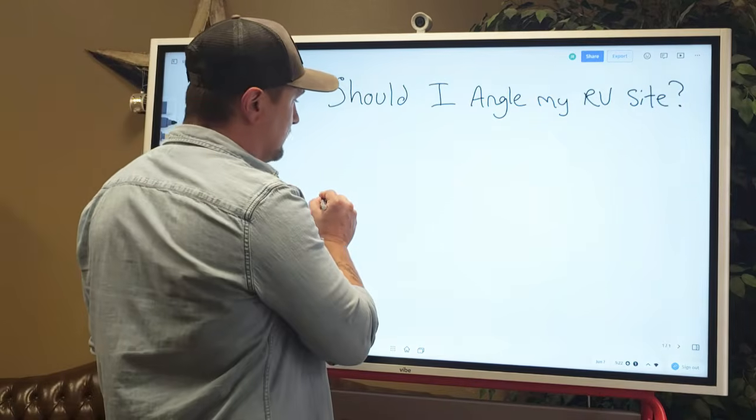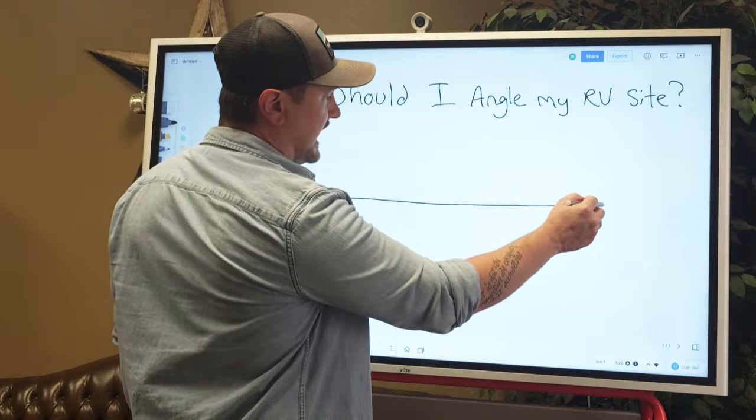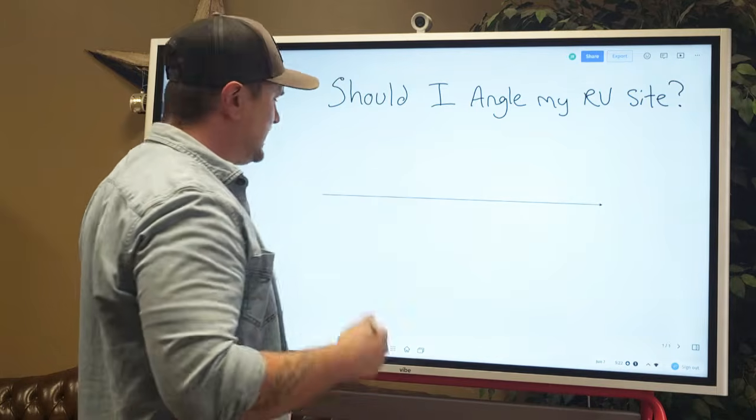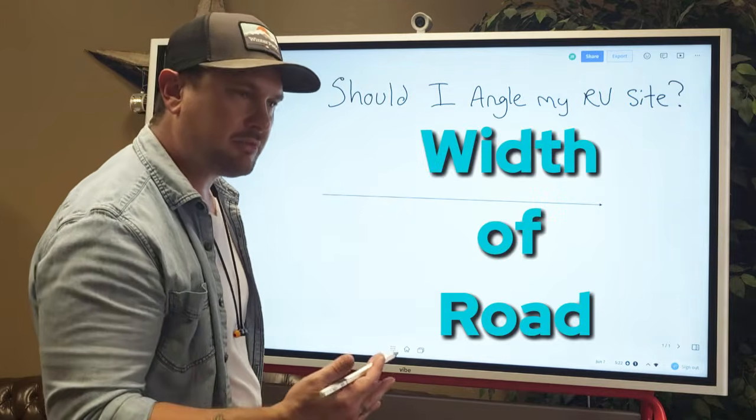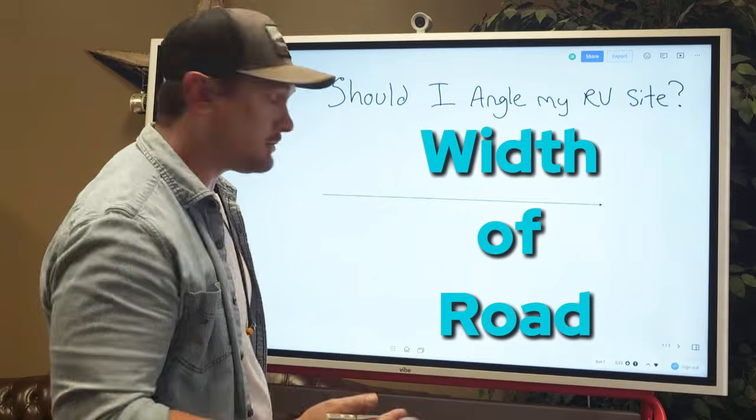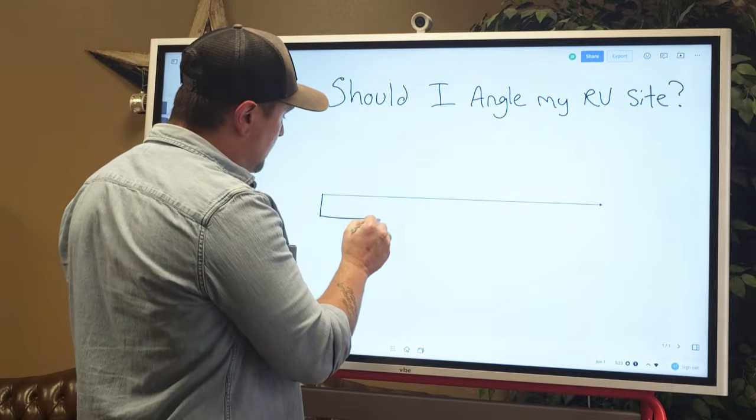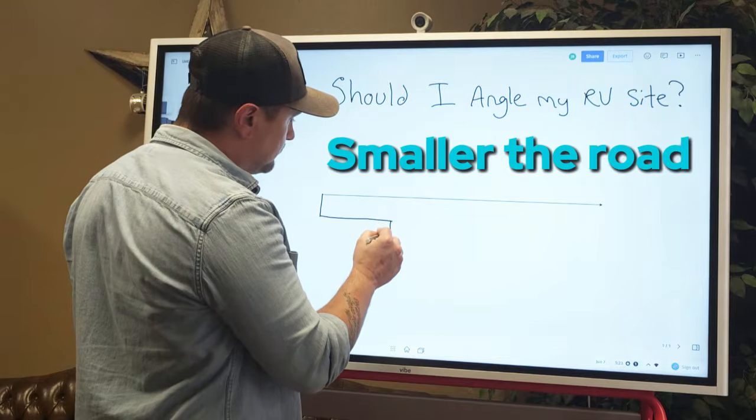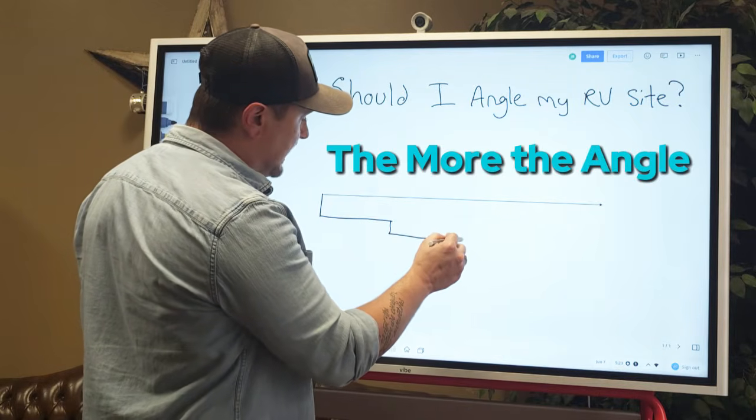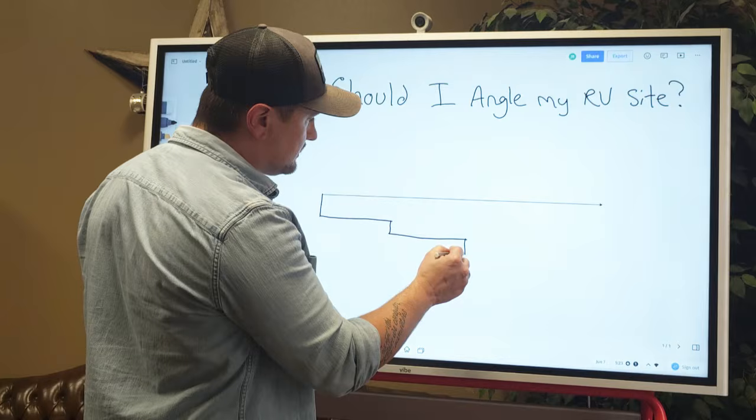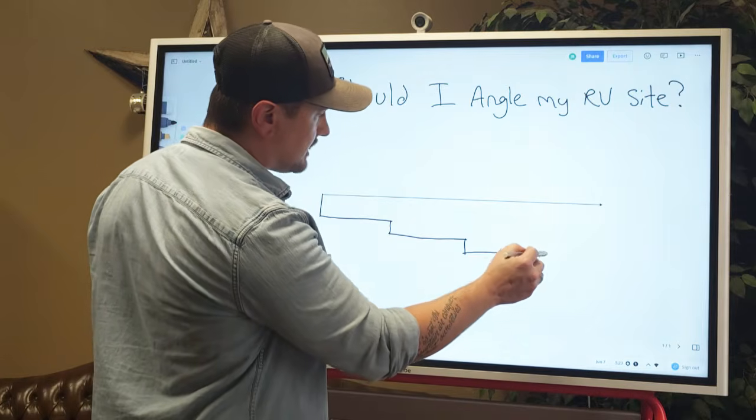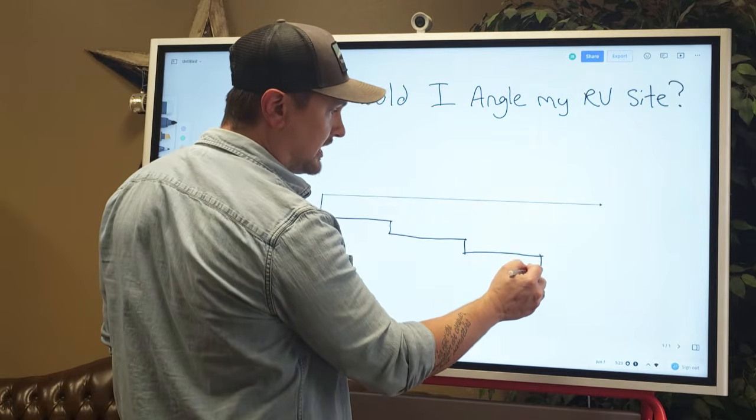First thing I want to talk about when it comes to angle of sites is the easy one, the depth and width of the road, okay? So the smaller the road, the more the angle you want to create, okay? Follow me here.